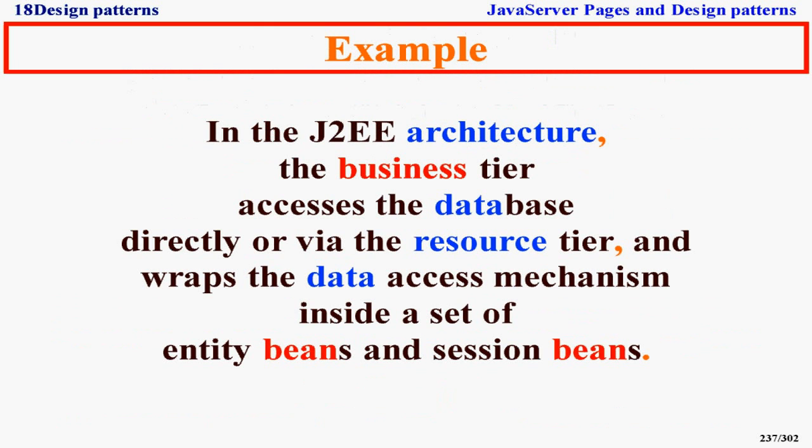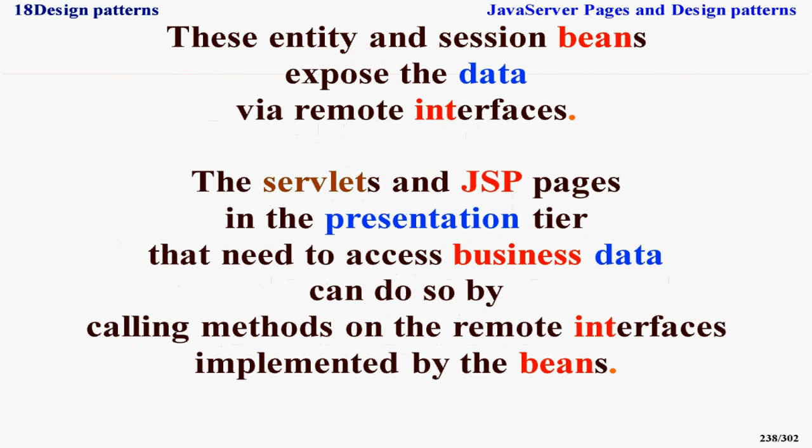Example: in the J2EE architecture, the business tier accesses the database directly or via the resource tier, and wraps the data access mechanism inside a set of entity beans and session beans. These entity and session beans expose the data via remote interfaces. The servlets and JSP pages in the presentation tier that need to access business data can do so by calling methods on the remote interfaces implemented by the beans.